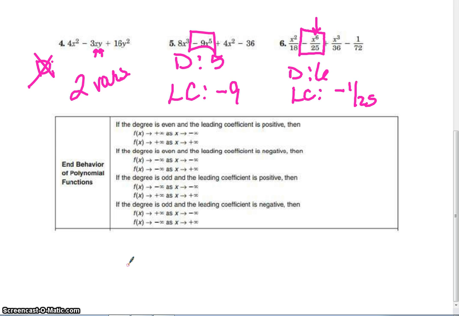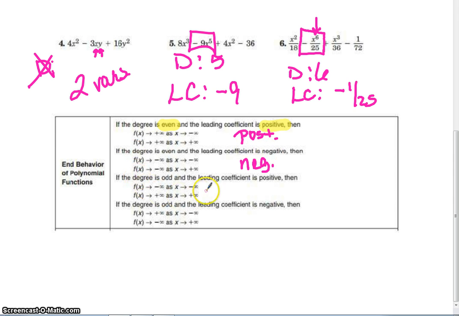To determine the end behavior: if the degree is even and the leading coefficient is positive, then, and they've written it pretty confusing here, as x approaches -infinity, in other words, at the left side of your graph, it's going to be positive. And as x approaches positive infinity, which means the right side of the graph, then it's also positive. So basically, if it's even and the leading coefficient is positive, the end behavior for both ends will be positive. If it is even and the leading coefficient is negative, it's going to be negative for both ends.